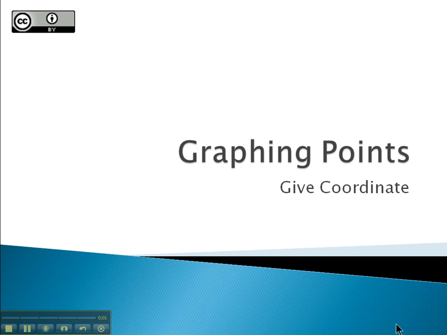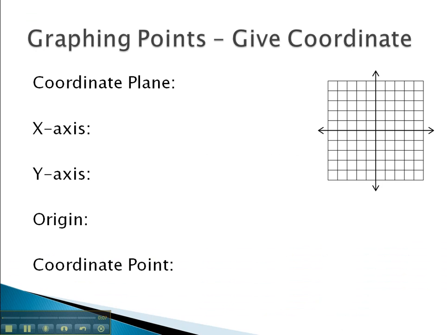In this video, we're going to look at how we can graph points and specifically give the coordinate of a point. To do this, we need to set up some vocabulary. First, the coordinate plane is this entire picture over to the right. It's basically the intersection of two number lines. And these two number lines have a very specific name.